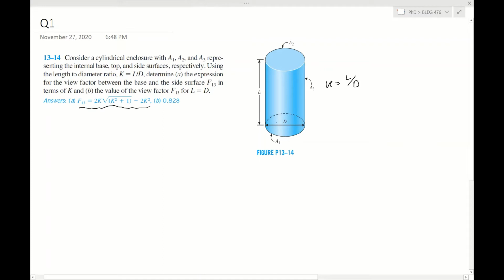So you can think of it as this is emitting, and we want to know how much of it is hitting this side.